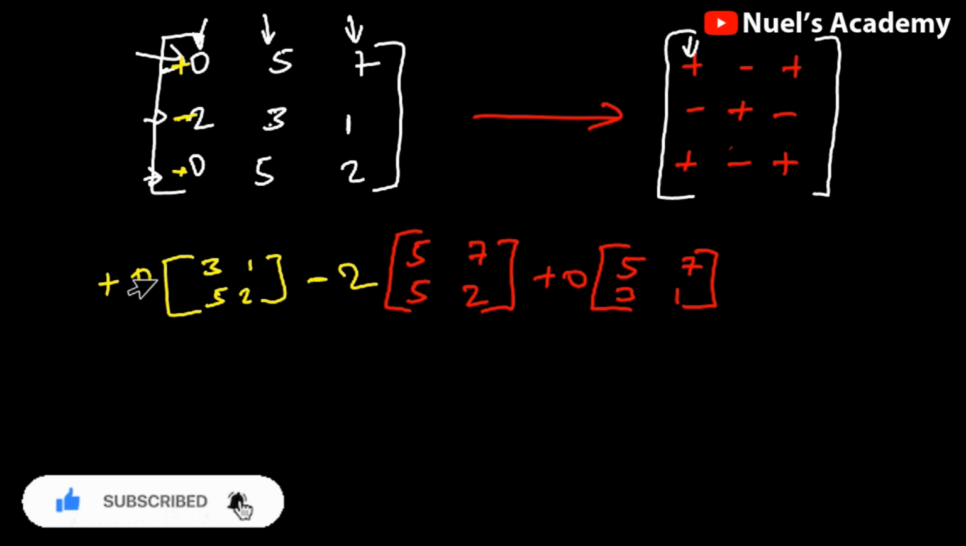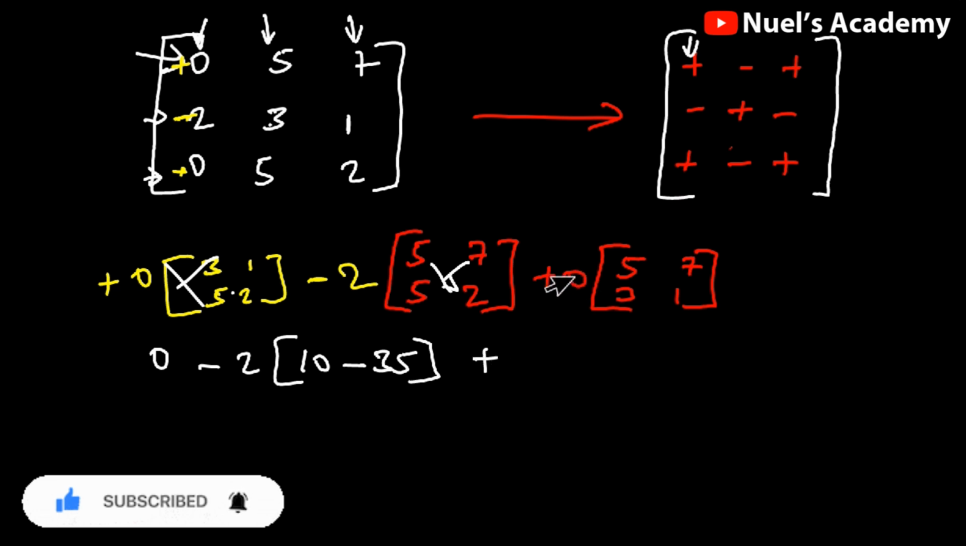Now, here we have 0 multiplied by this 2x2 matrix, so it's going to give us 0. Then we have minus 2 times 5 times 2, which is 10, minus 5 times 7, which is 35. Now this 0 multiplied by this matrix is also going to return 0. So we have 0 minus 2 times 10 minus 35, which is negative 25.